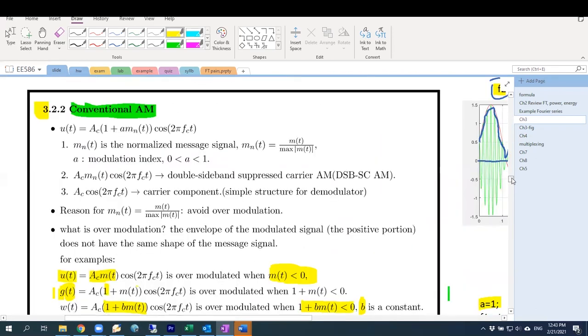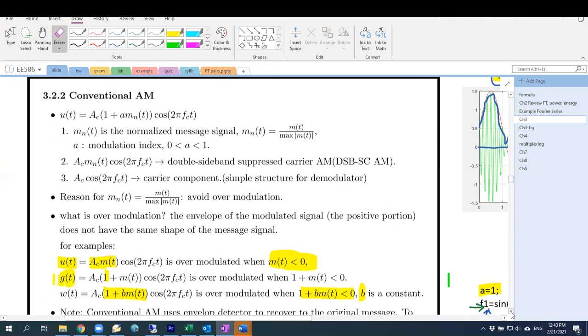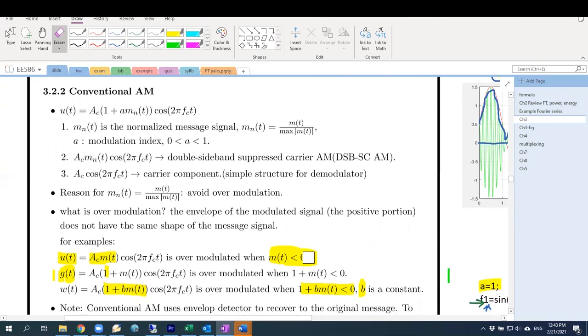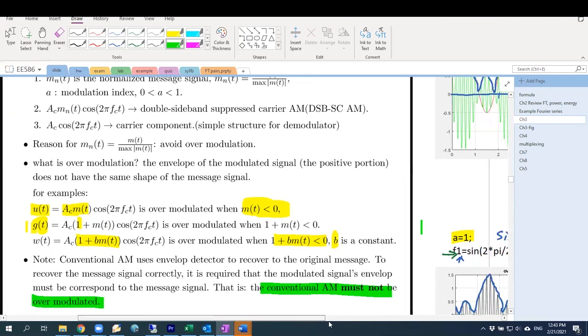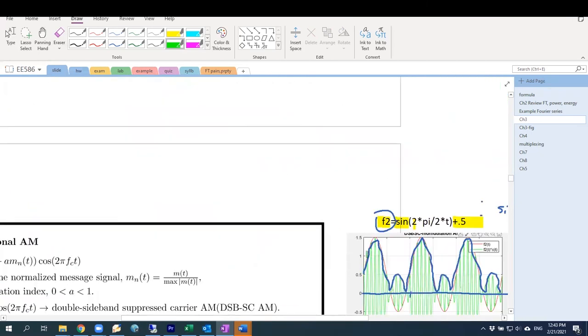Now, once we understand the concept of overmodulation, we can talk about conventional AM. Conventional AM has to be designed so that overmodulation does not occur. That's the key. Conventional AM must not be overmodulated because at the receiver, an envelope detector is applied to receive the envelope of the modulated signal. So at the transmitter, we have to make sure that this envelope corresponds to the shape of the message.